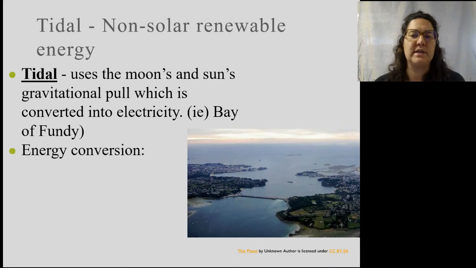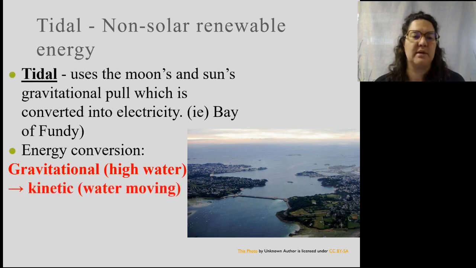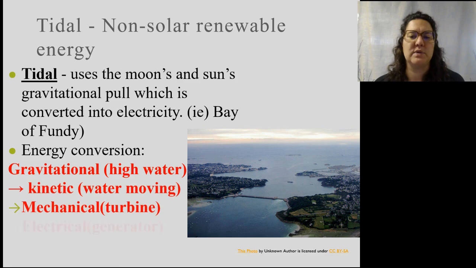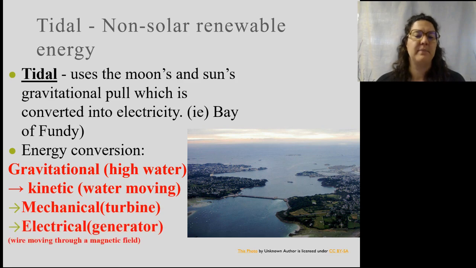Now, tidal energy is a non-solar renewable energy because it uses gravitational pull of the moon and the sun to convert the movement of water into electrical energy. And so we can do this at places such as the Bay of Fundy because there is a very large movement of water through the tides.